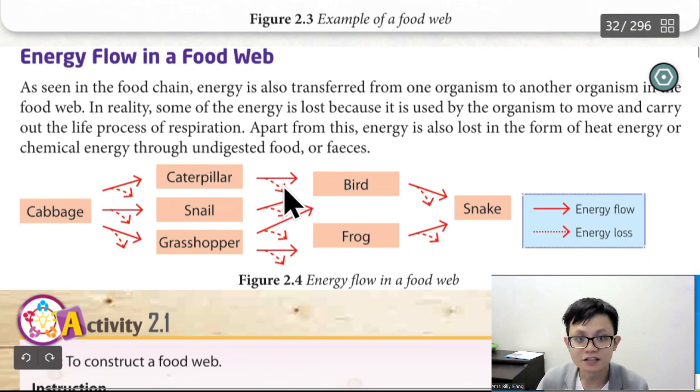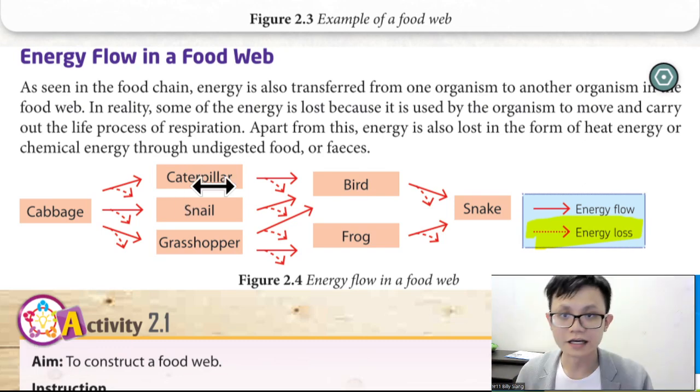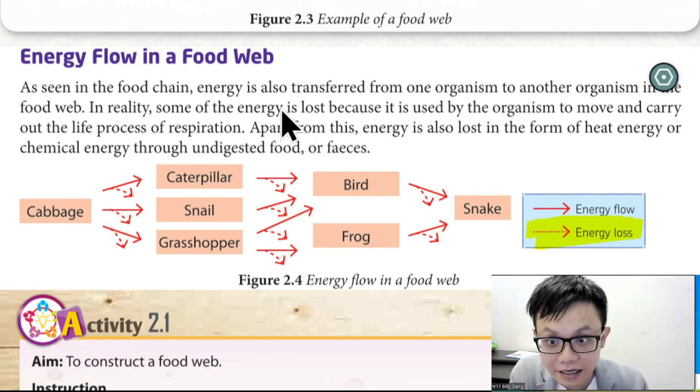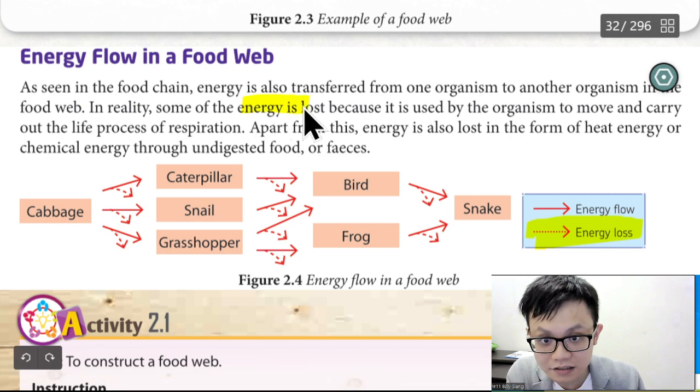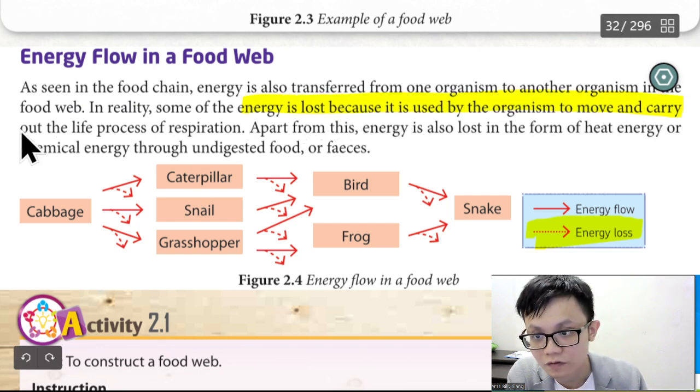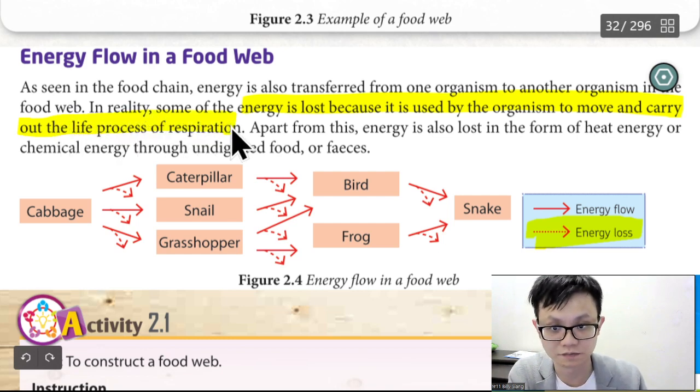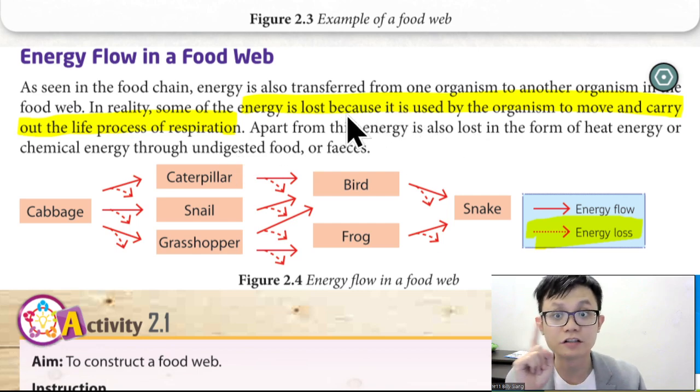So as I mentioned just now, there is energy loss. Let's say the question asks, if you still remember, why is there energy loss? The answer is here. Energy is lost because it is used by the organism to move and carry out the life process of respiration. Correct? So this one you get 1 mark.